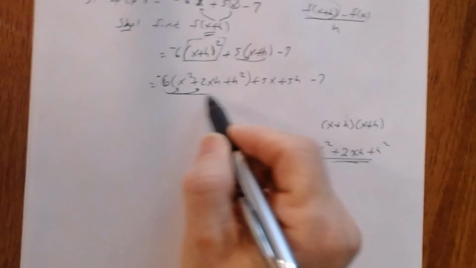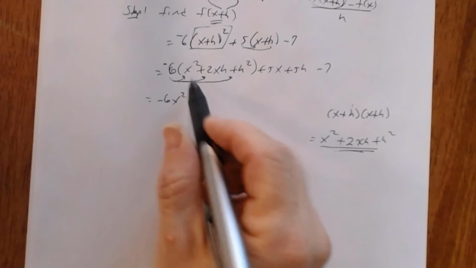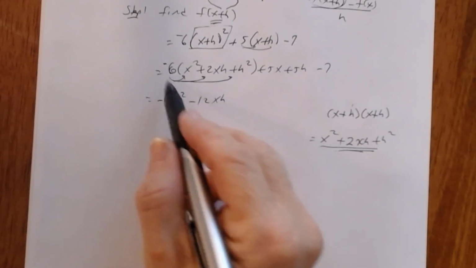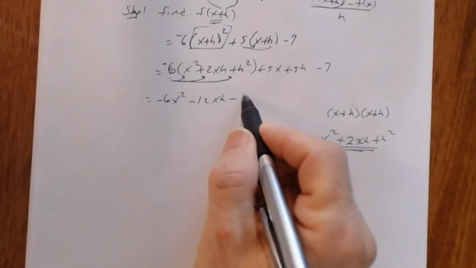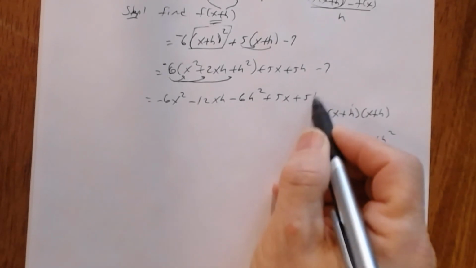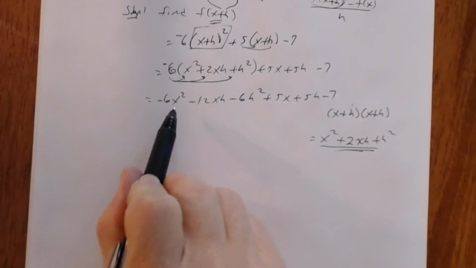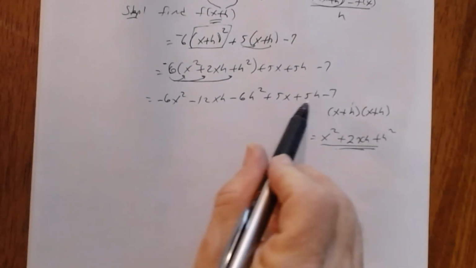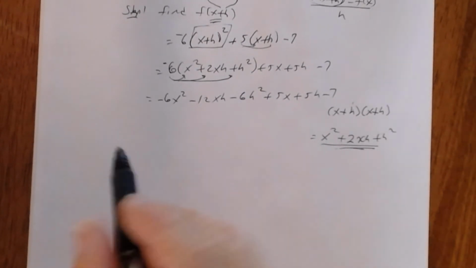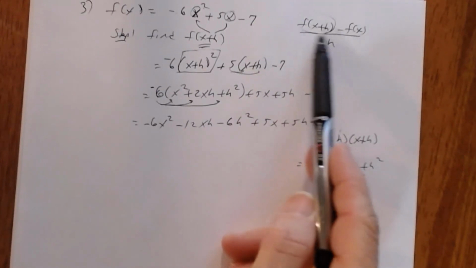Distributing the -6, I get -6x squared. A -6 times 2 is -12xh. And then a -6 times h squared is -6h squared. And then write everything else over: plus 5x, plus 5h, minus 7. Okay? All right, now I have 1, 2, 3, 4, 5, 6. This time I have 6 terms, none are alike, so I can't do anything else to it. So all I found was this part right here of the difference quotient.